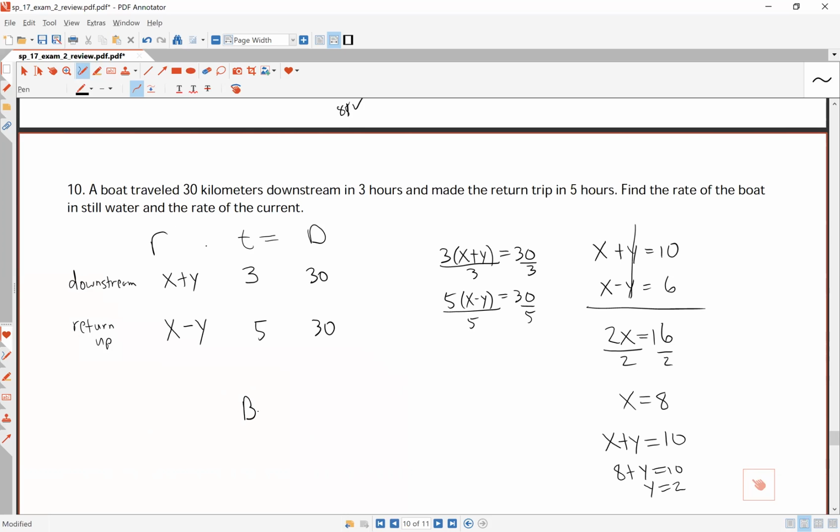So the boat in still water is 8 kilometers per hour, and the current, which is y, is 2 kilometers per hour.